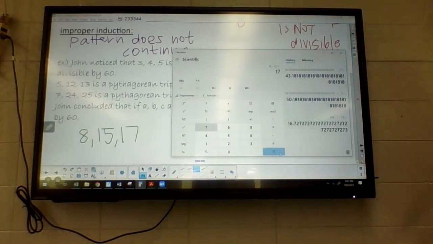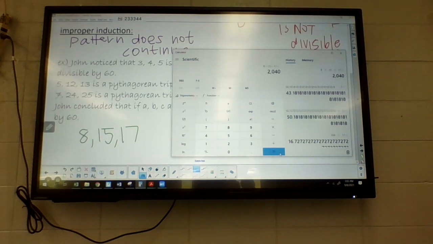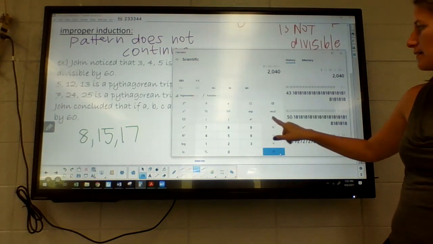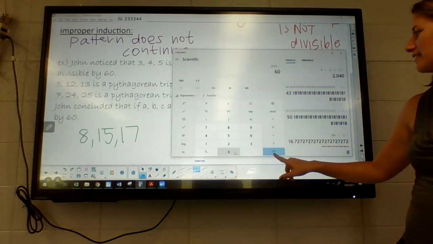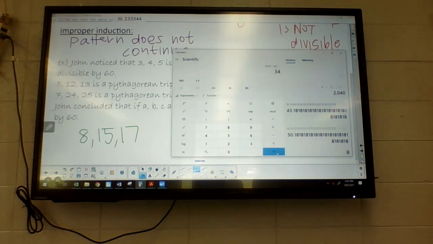Okay, so 8, 15, 17. Is that divisible by 60? Is it? Probably. Dang it, it is. Maybe John's right. I don't think it's supposed to be.